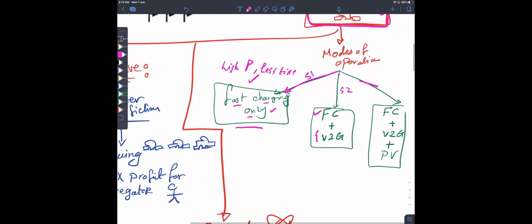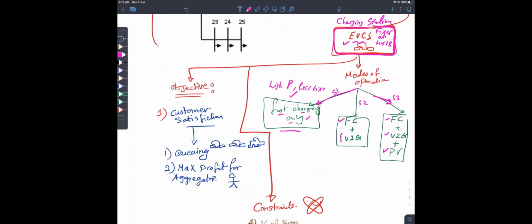Scenario number 3, which is the hardest, the station will have fast charging, vehicle to grid, and also PV panels. You can consider it like a DG. It's like a power source. So these are the 3 scenarios.